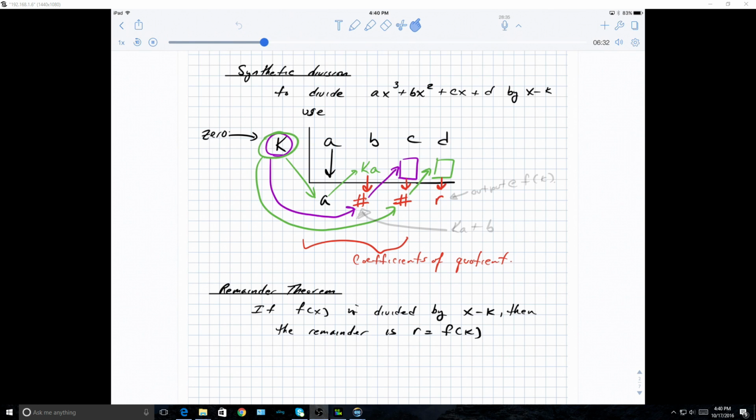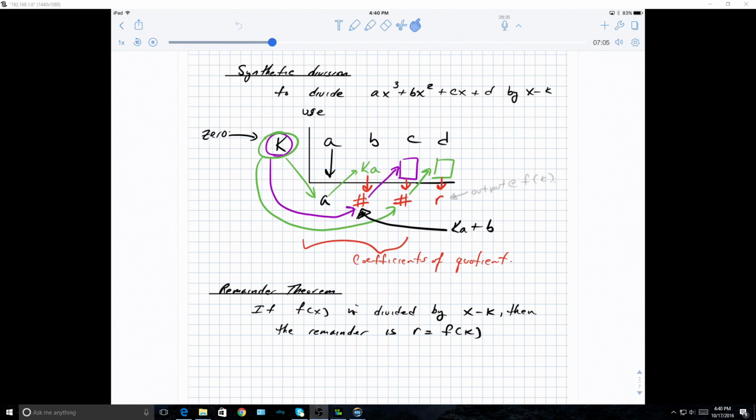And we perform this operation here. It's a little difficult to see, but I think if you see it in the example coming up, it'll be very clear. But we just multiply the 0 times the lead coefficient, and then we pop that product up and combine. So this combination right here would be KA plus B. And then we repeat the same process over and over again.